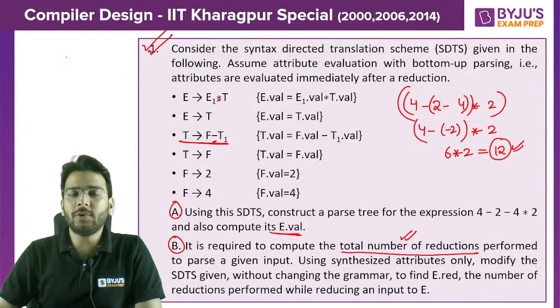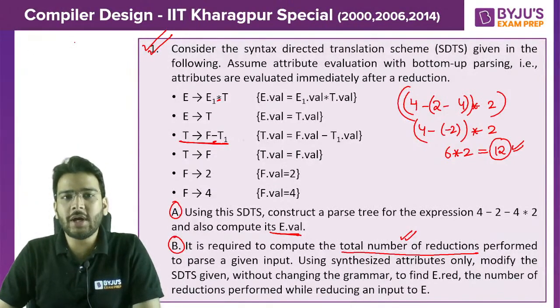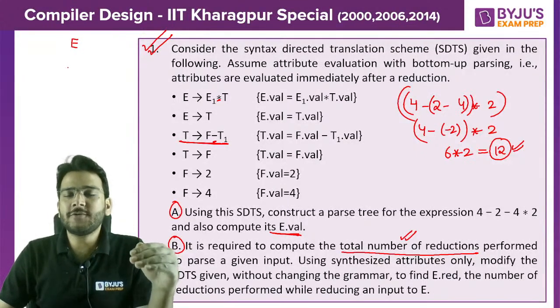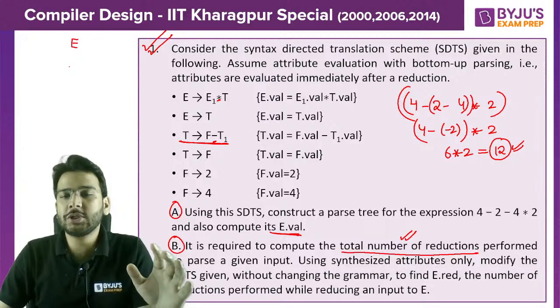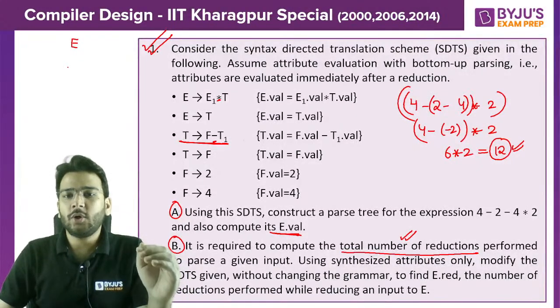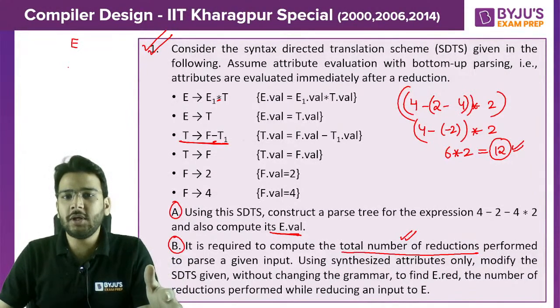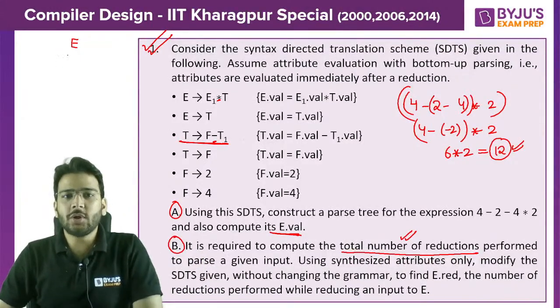Now if we talk about the total number of reductions, let's do that. To find the total number of reductions, the non-leaves, or you can say the internal nodes you have in the parse tree, will be your total number of reductions. Remember this point, also write it in your notes. Total number of reductions will be the internal nodes in the parse tree, right? Or you can say the non-leaf nodes, both are the same thing, right? So let's solve this one.